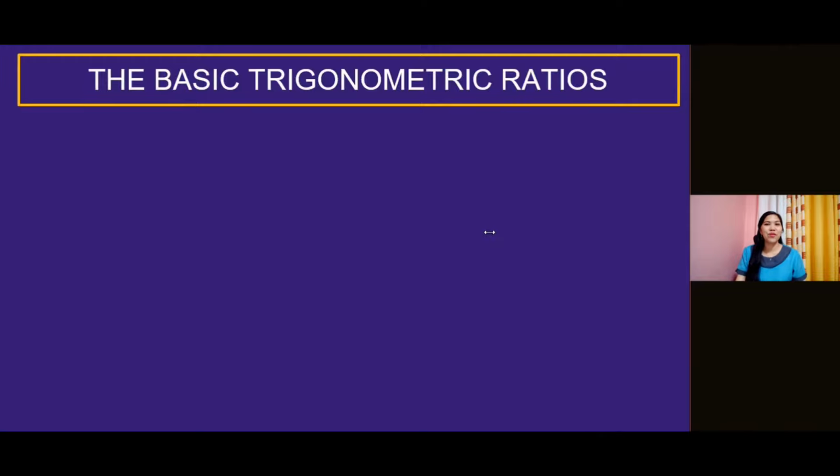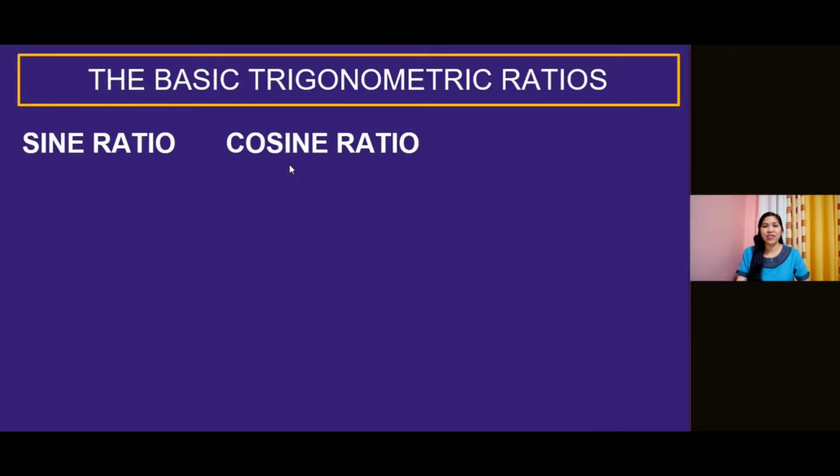In your Module 1, you learned about the primary trigonometric ratios and the secondary trigonometric ratios. Now, what are the three primary trigonometric ratios? Can you still recall? All right, we have first the sine ratio. Second, we have the cosine ratio. And thirdly, we have the tangent ratio.